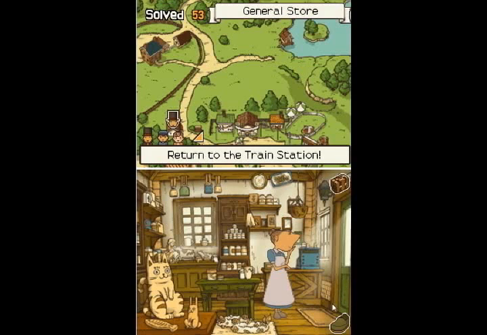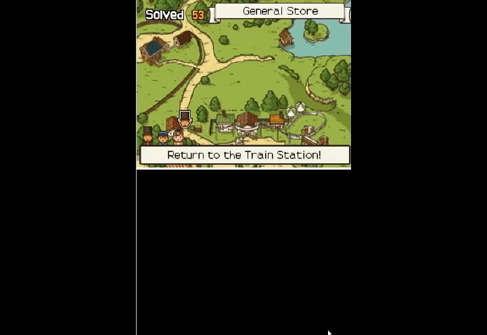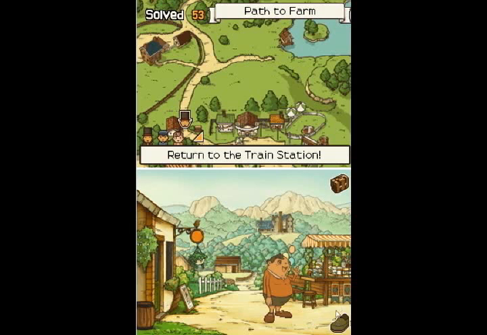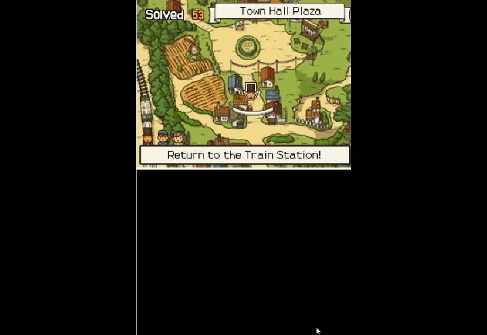So now we've done that. Let's go ahead and leave. And we will be walking back towards where we need to go here. Slowly but surely walking back towards the train.